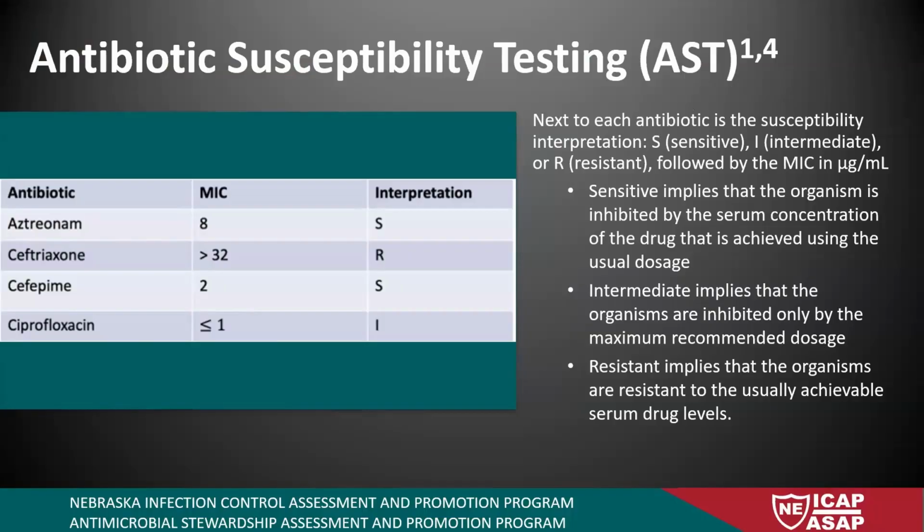Intermediate implies that it would only kill the organism if the maximum amount of that drug you can use was used. So if something's intermediate, that may not be the best choice for a clinician to order. If it's resistant, that means that the organism is resistant to the usually achievable serum level of that drug. So MIC stands for the minimum inhibitory concentration. Again, that's the measure of the drug, and you're going to see that all over the place.